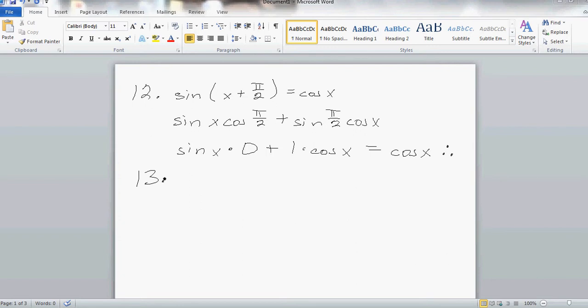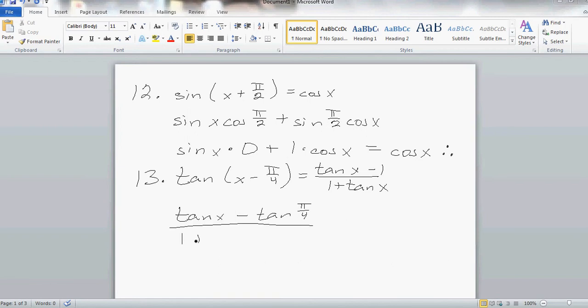Example number 13. The tangent of x minus pi over 4 has to equal the tangent of x minus 1 over 1 plus the tangent of x. Okay, here we have a difference for tangent, so that would be the tangent of x minus the tangent of pi over 4 all over 1 plus the tangent of x times the tangent of pi over 4. But the tangent of pi over 4 is equal to 1.